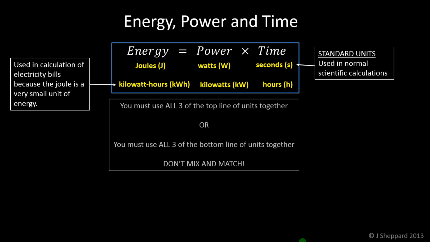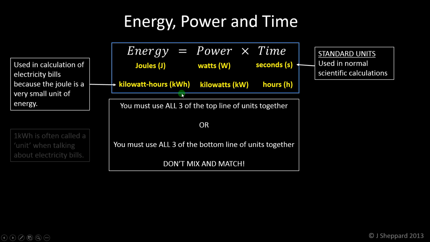So be careful with this. You can't mix and match. You either need to use the top row of units, right, the joules, watts and seconds, or the bottom row, kilowatt hours, kilowatts and hours. Not both mixed together. Okay. You also need to be aware that a kilowatt hour is often called a unit of electricity. So if anywhere in a question it refers to a unit of electricity, it means 1 kilowatt hour.